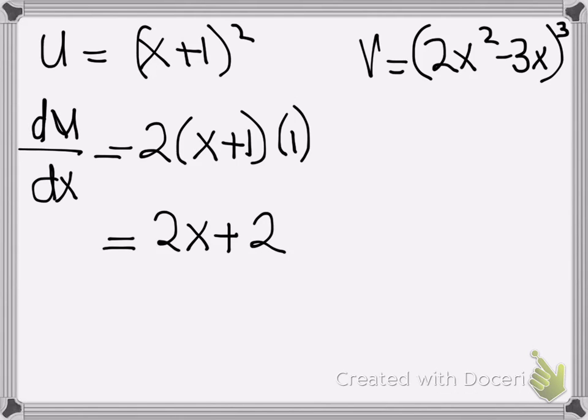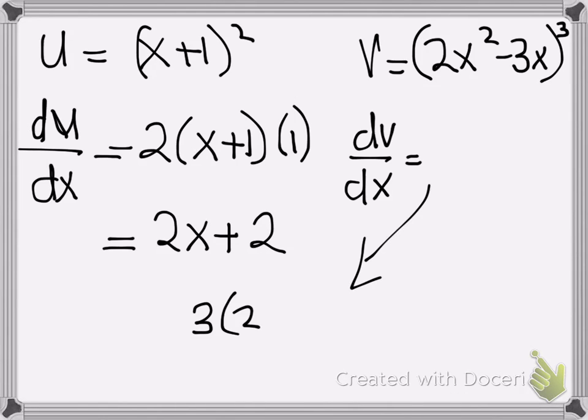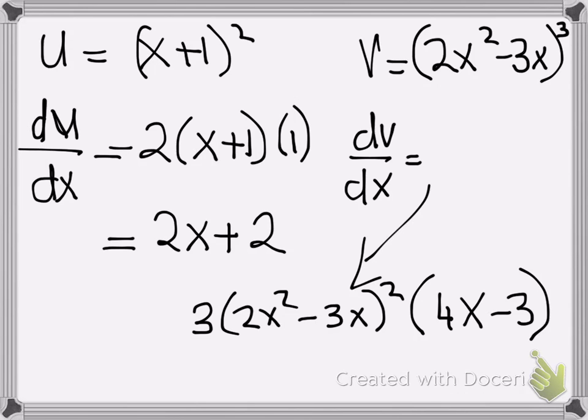Then v is 2x squared minus 3x, so dv dx. This is where you use the chain rule. You're going to get 3 times, sorry, I need a little bit more space here, so I'm just going to come down here. You're going to get 3 times the bracket, 2x squared minus 3x to the power of 2, and then differentiate inside the bracket. So you'll get 4x minus 3.